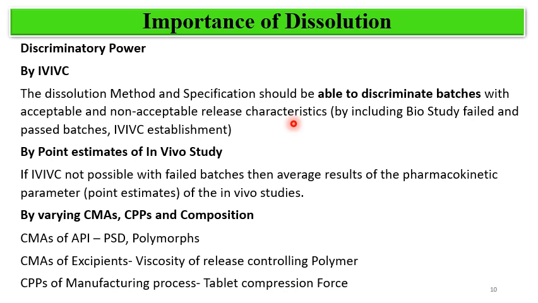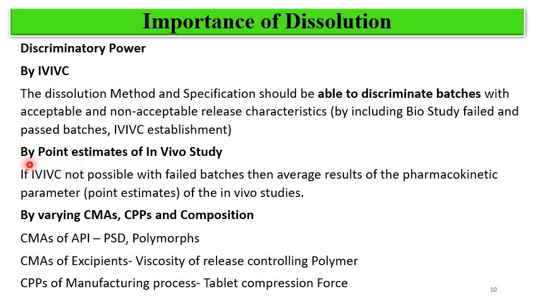And how will we know which release profile is acceptable and non-acceptable? That is by including the bio study failed and past batches, and also by IVIVC establishment. So whatever batches pass the bio studies, those will serve as acceptable release batches, and those batches which failed in the bio studies will be non-acceptable release batches.